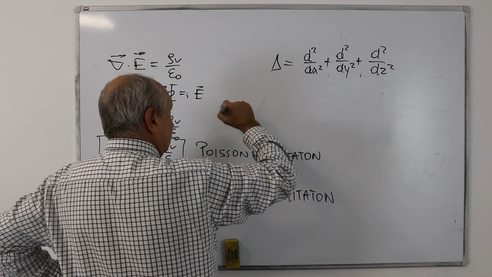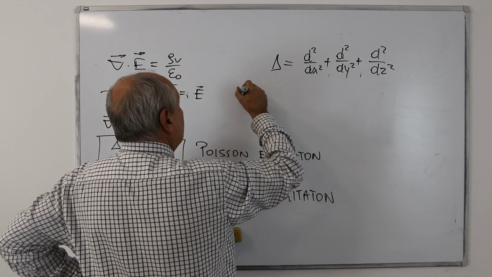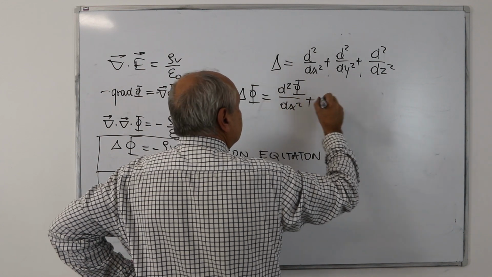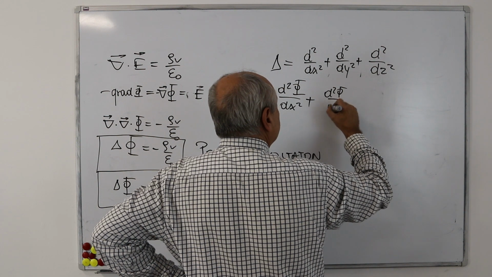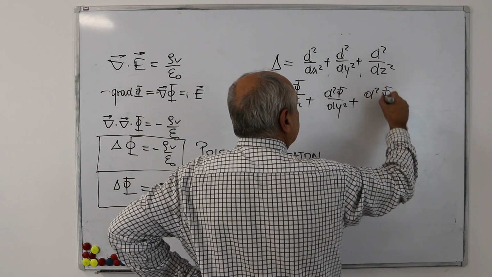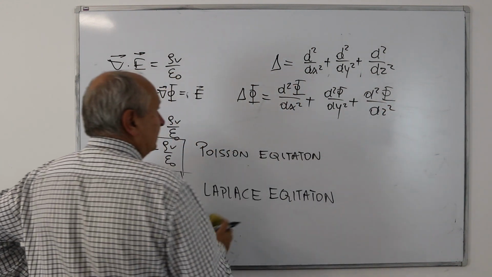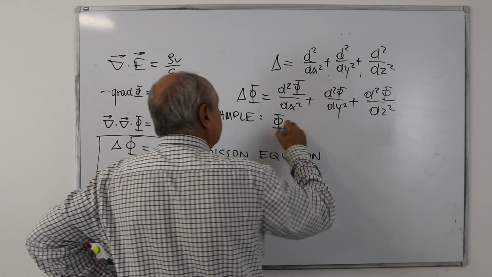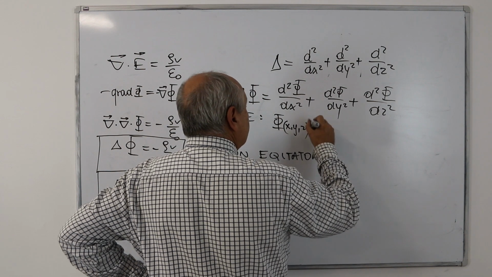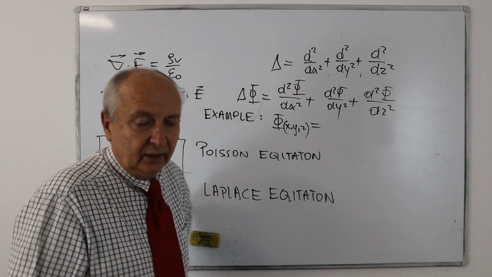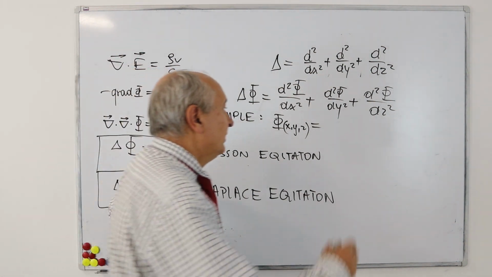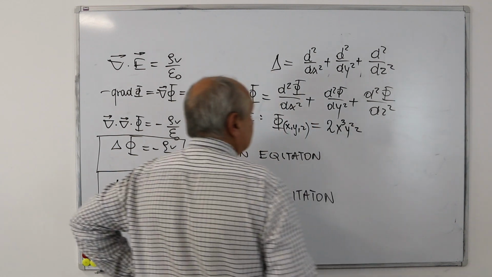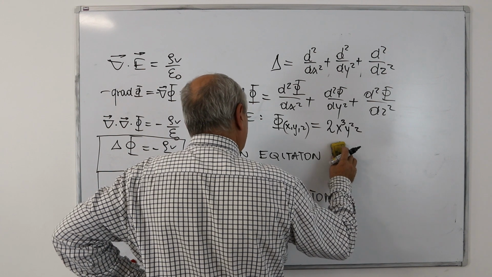For example, let's have a potential. This is any scalar function. It does not have to be a potential. It's any scalar function. For example, 2x squared y squared z. Such a function.